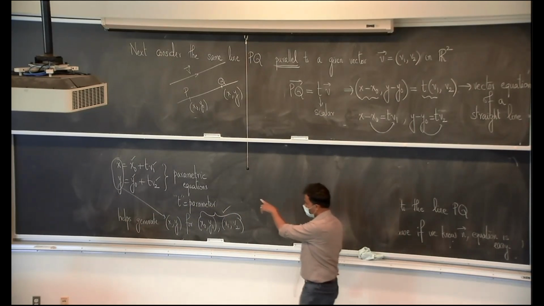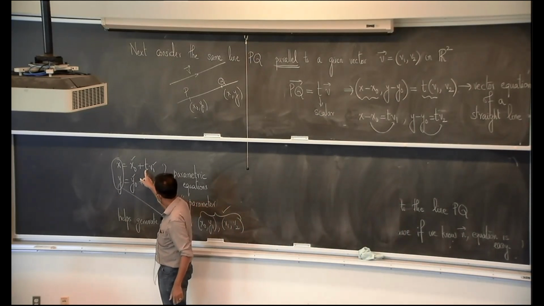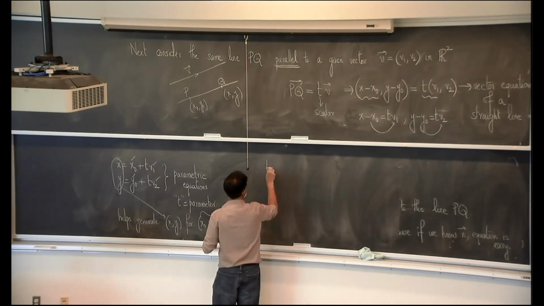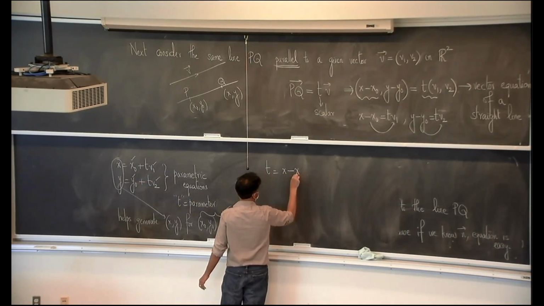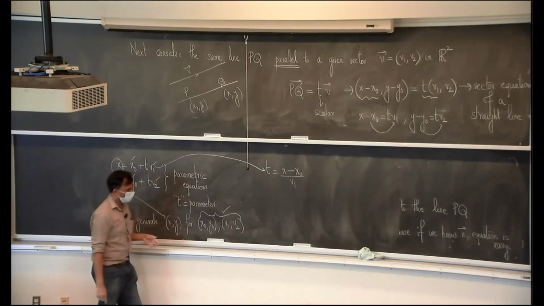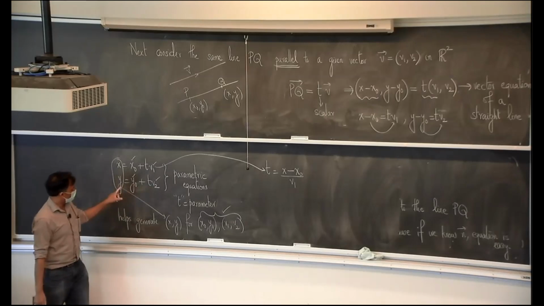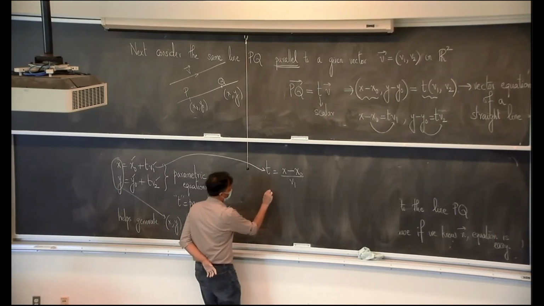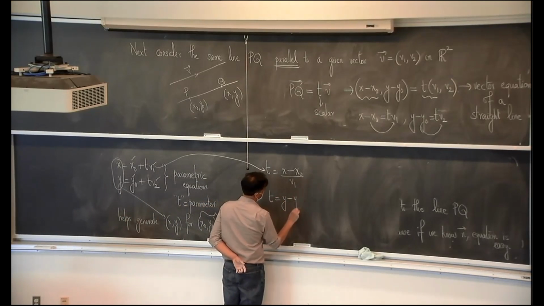Then you could also solve for t in this case. Okay, we can try to eliminate t from this equation and this equation. So you can write t equal to x minus x naught over v1 from this equation here. Again, algebra. And the second equation gives you t equal to y minus y naught over v2.